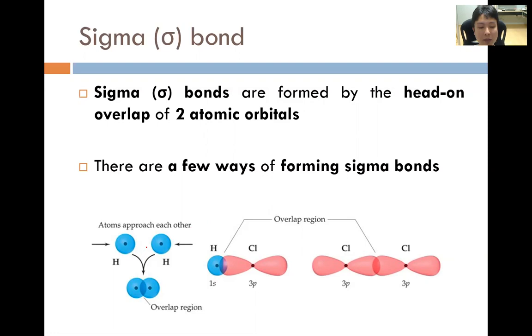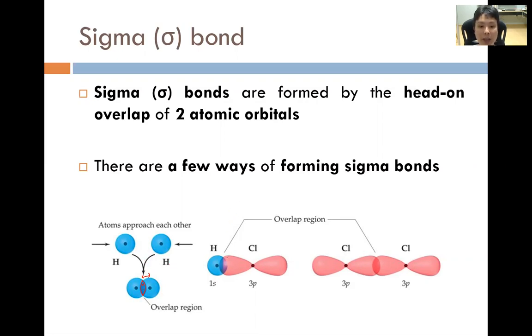There are a few ways to form sigma bonds. One of the ways, for example, if you have two hydrogen atoms, is that the s orbital of one hydrogen atom can overlap with the s orbital of another hydrogen atom. This will be the overlap region, and they will put both their electrons to be shared in this region. And I remind you again, the attraction between the nucleus and the shared pair of electrons is the definition for the covalent bond. It's the electrostatic attraction between the nucleus and a shared pair of electrons.